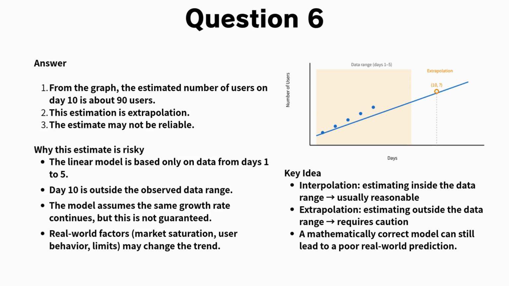Now, let's begin the explanation for question 6. From the graph, the linear trend suggests that the number of users on day 10 is about 90. This value comes from extending the straight line beyond the observed data points. However, this estimate is an example of extrapolation, not interpolation.